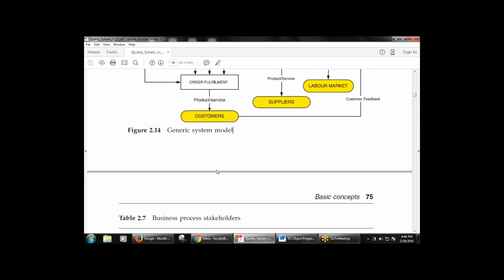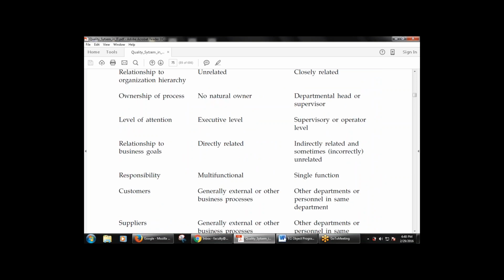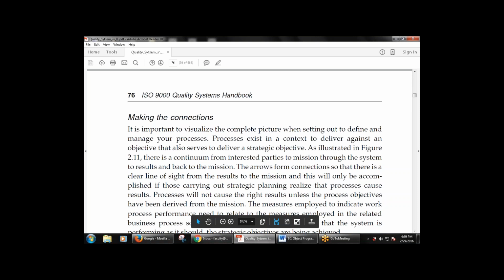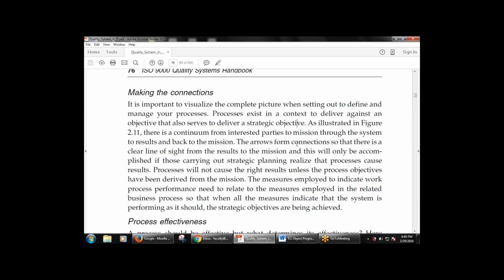This is a generic system model. Then next is making the connection. Whatever data is available is used to visualize a complete picture when setting out to define and manage your processes. So the process that is given is used to define and manage the process, which is making the connection, a part of the process that exists in a context to deliver the objective.